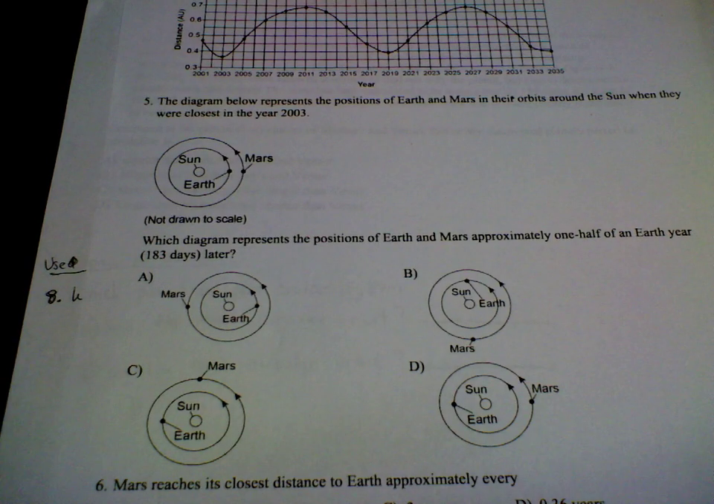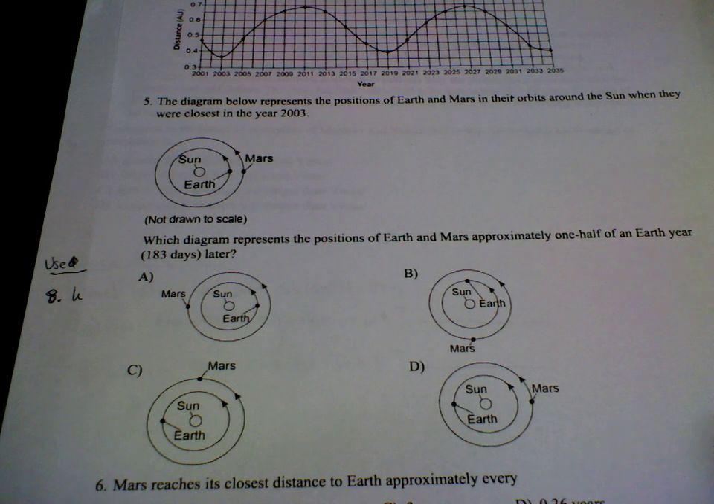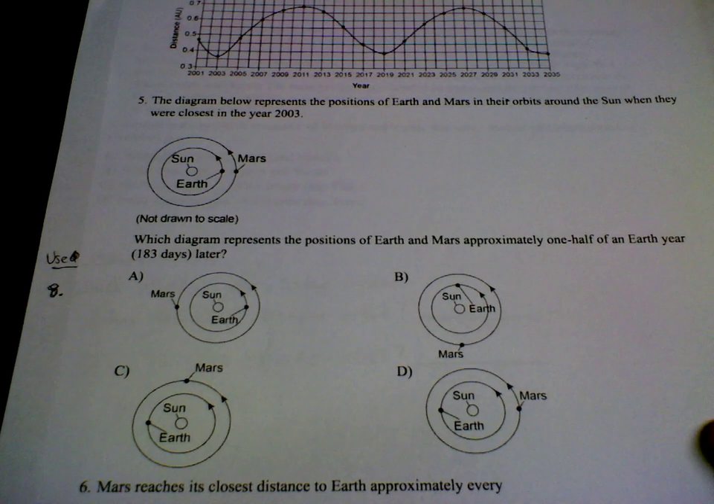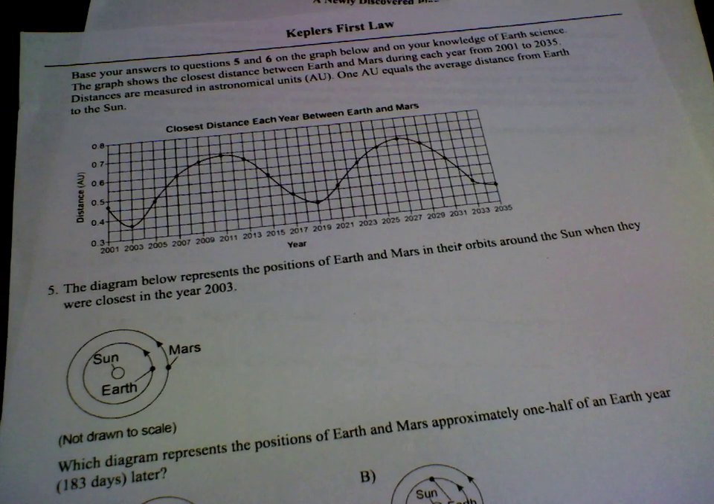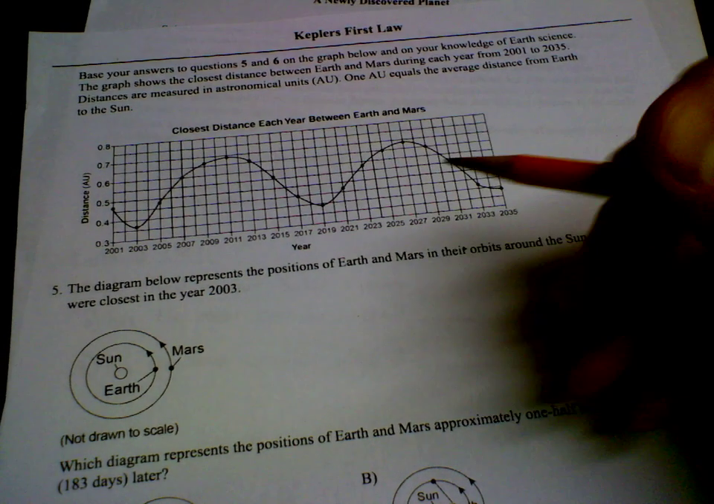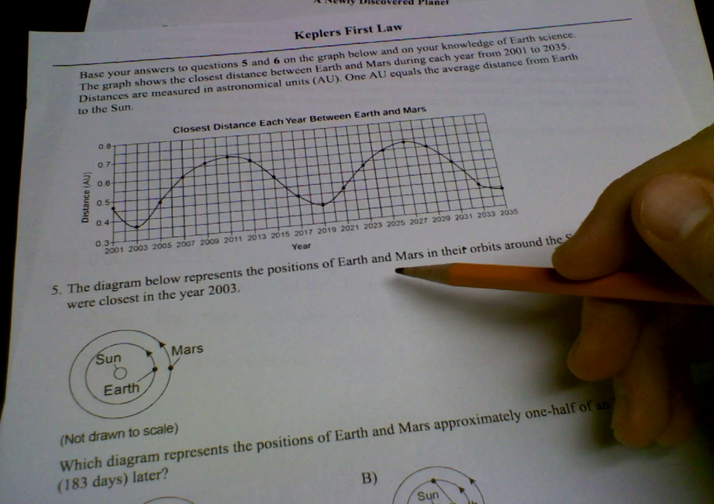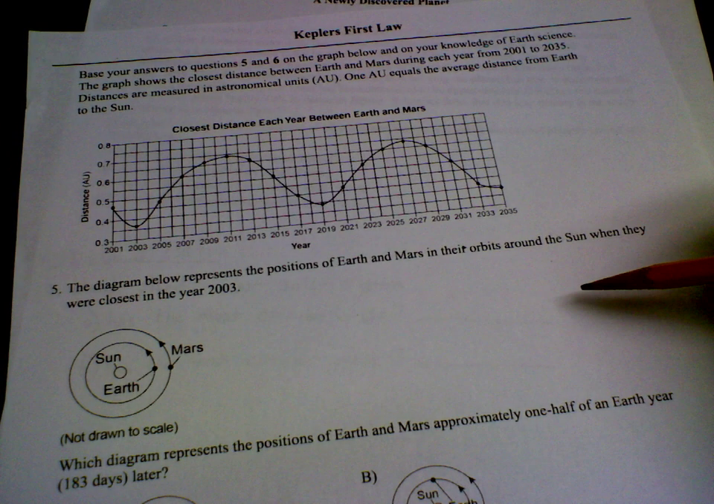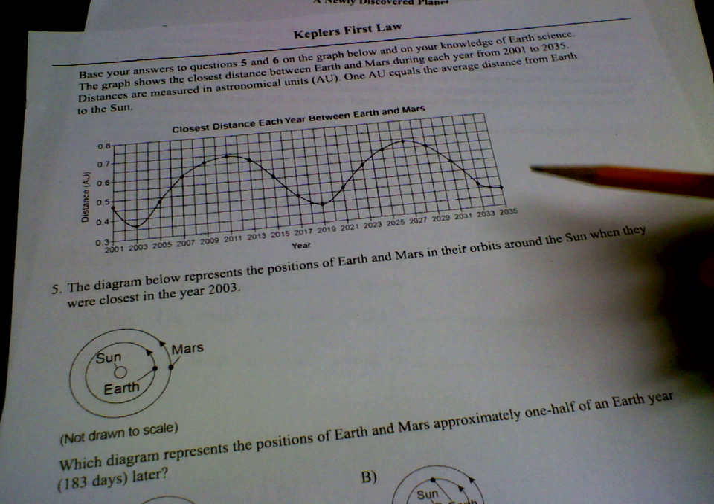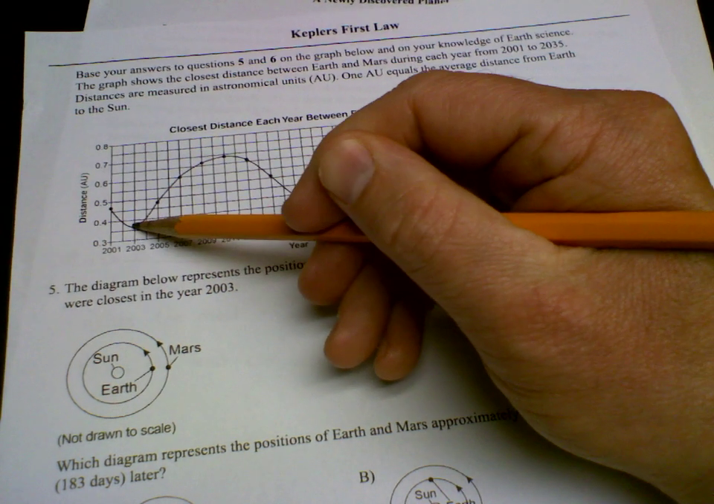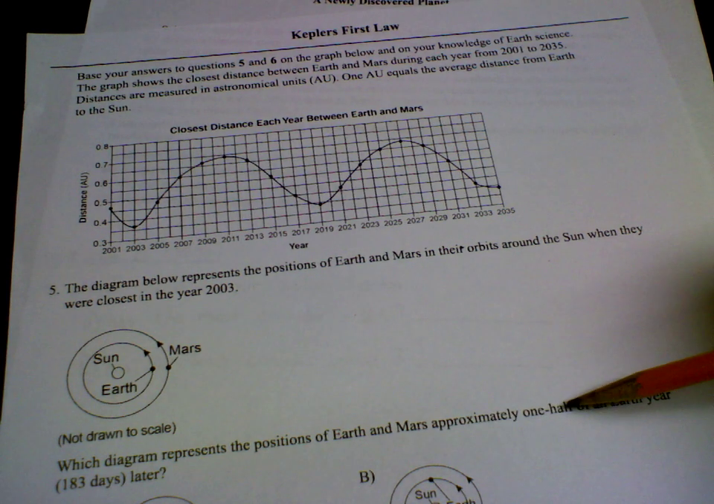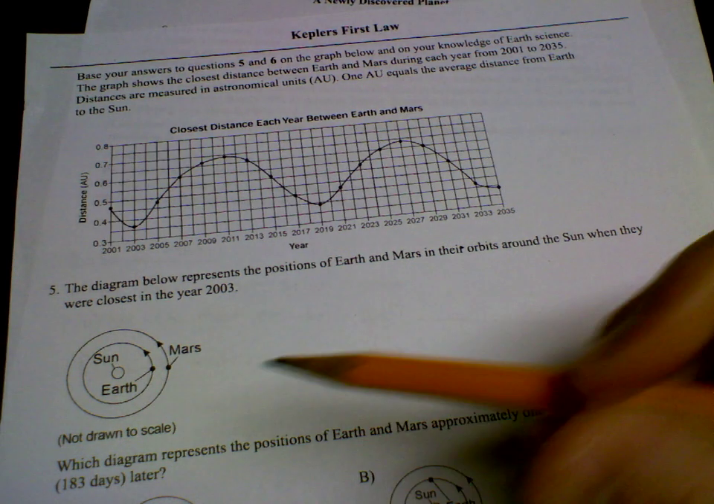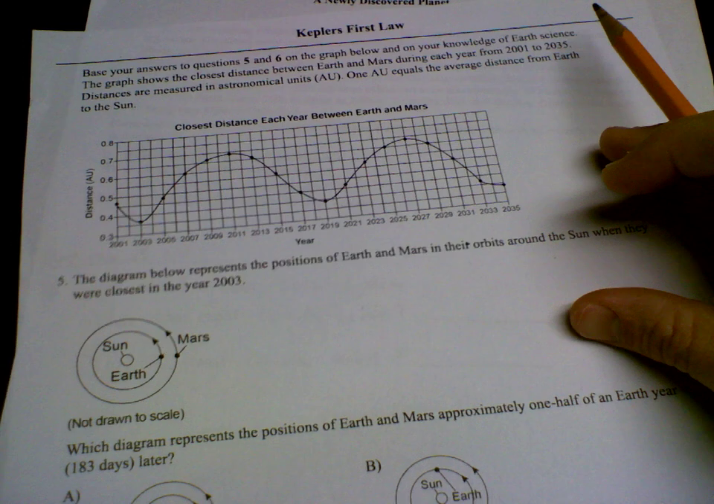Okay, let's go to number 5. It gives you this whole graph, and you're going to use this graph for 5 and 6. The diagram below represents the position of Earth and Mars and their orbits around the Sun when they were closest in the year 2003. So they're right here. That's when they were closest together. Which diagram represents the position of Earth and Mars approximately 1/2 of an Earth year, or 183 days later?